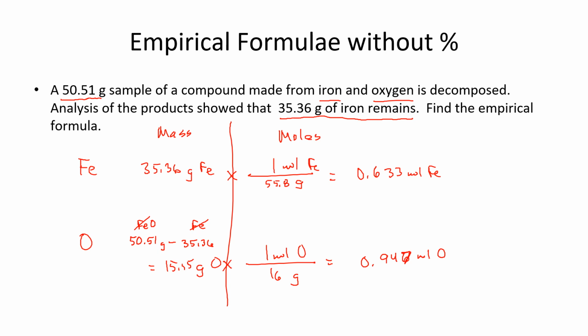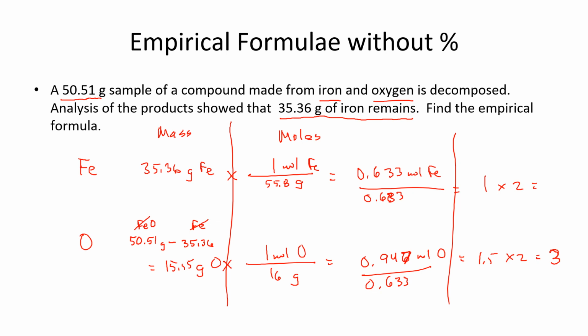Right, okay, so now we have our moles. Now we want to find the lowest whole number ratio. Okay, so if we divide both of these by the smaller one, which is the iron, 0.633, we will end up with a 1 here, and 0.946 divided by 0.633 equals, there you go, pretty much 1.5. So since we can't have halves in our formula, we're going to multiply this by 2. That'll give us 3. And whatever we did to the one side, we got to do the other. So that'll give us a 2. And so the ratio here is going to be 2 irons for every 3 oxygens, which means Fe2O3. Ding, ding, ding.